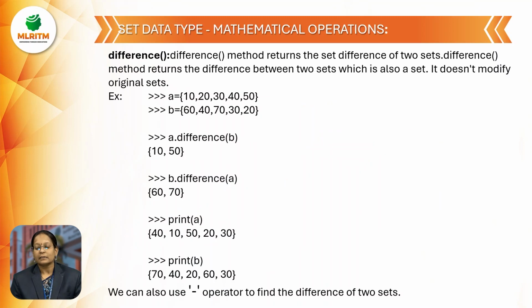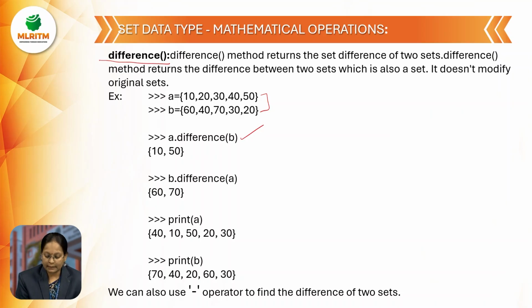And the next topic is the mathematical operations on the set data type. In that, the first method is difference. The difference method returns a set difference of two sets. It returns the difference between two sets, which is also a set. It does not modify the original set. So for difference, we require two sets, A and B, with 5 elements. So here, A dot difference of B.